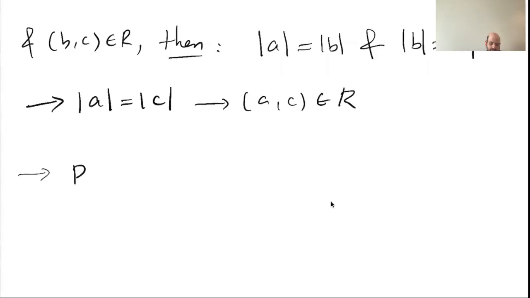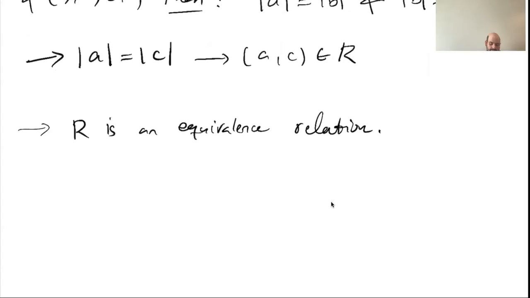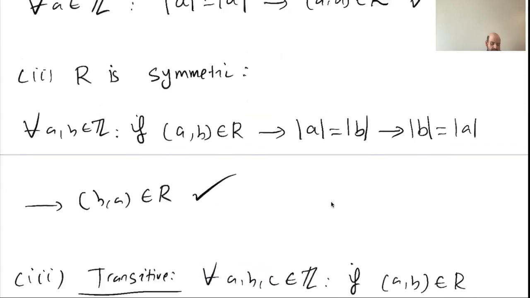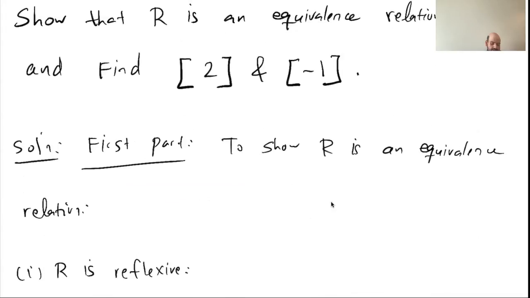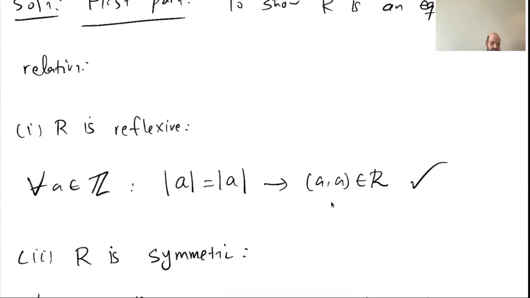So that means R is an equivalence relation. And then the second part: we want to find the equivalence classes of 2 and -1.